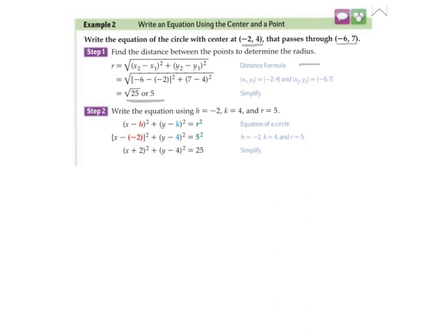Okay, then you always take the first point that's given in the question, which in this case is the -2, 4, and that becomes your x1 and y1. So there's x1, there's your y1, and there's your radius. And now you go back and do exactly as you did in the first example. So -2 becomes +2, +4 becomes -4, and 5 squared equals 25. So there is the equation and the answer to what they're asking you to do.